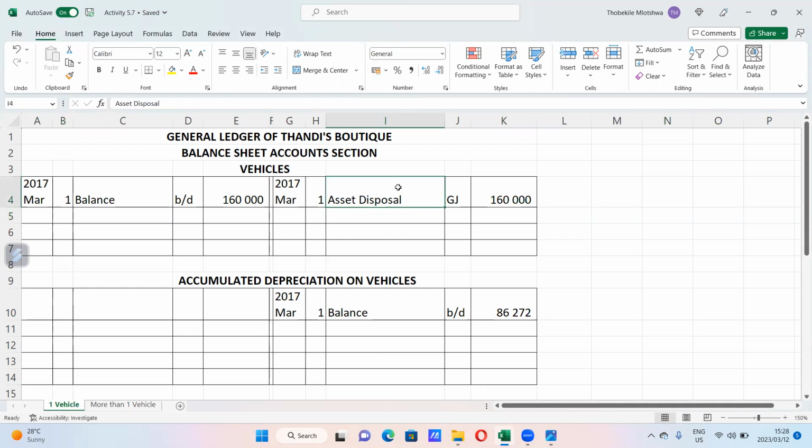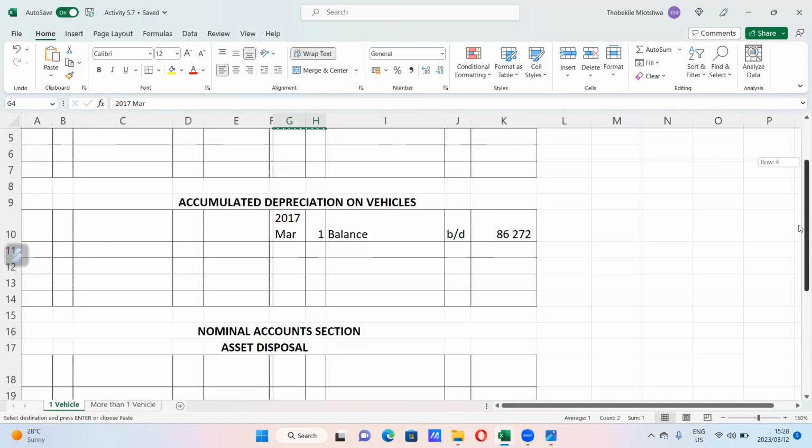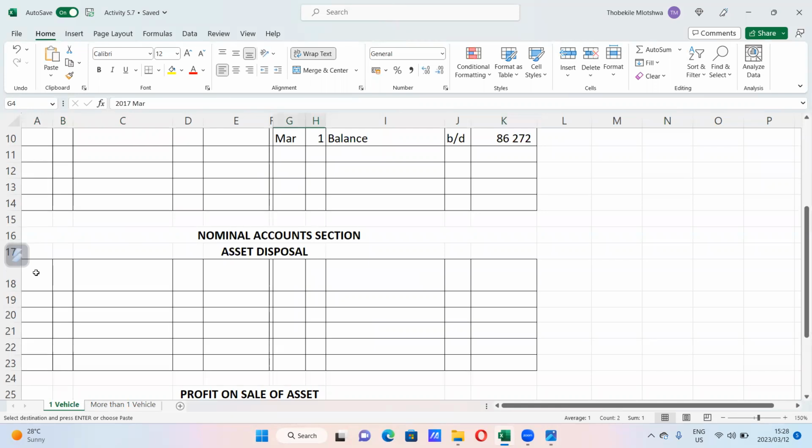So the contra account, we credited it here, then we go to asset disposal on the same date and we debit it. That's the first step that we do. Asset disposal, and then we debit it. The contra account is vehicles, because that's where it's coming from. It would have been done in the journal, and it's 160. So we are done with assets.